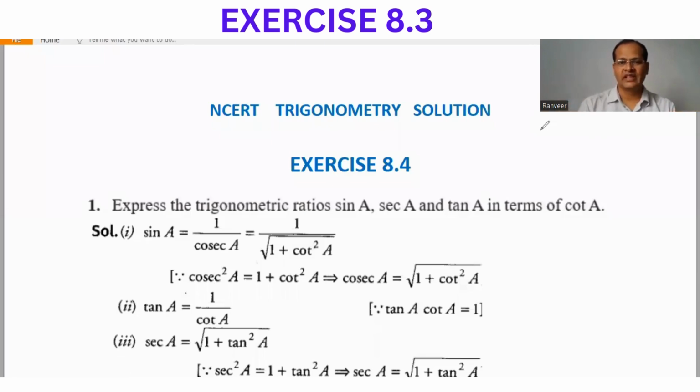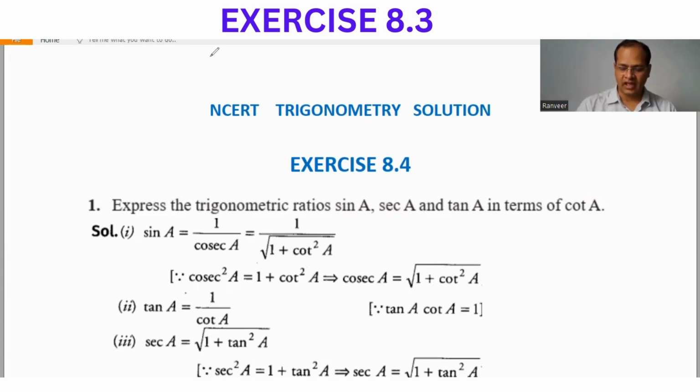Today we are going to see the trigonometry Exercise 8.4 solution. The first question is: express the trigonometric ratios sin A, sec A and tan A in terms of cot A.